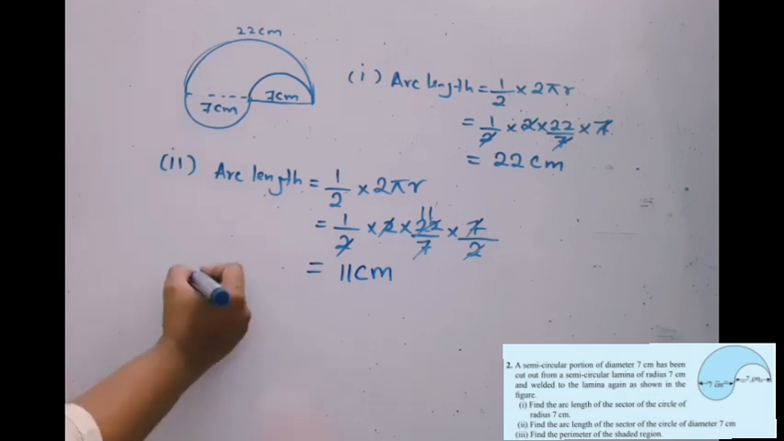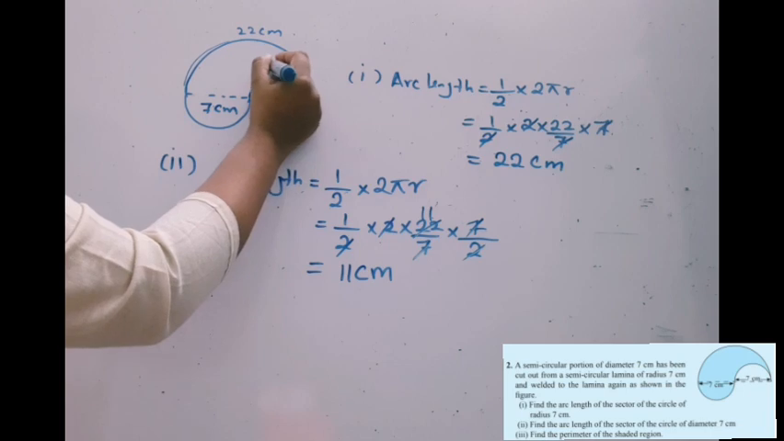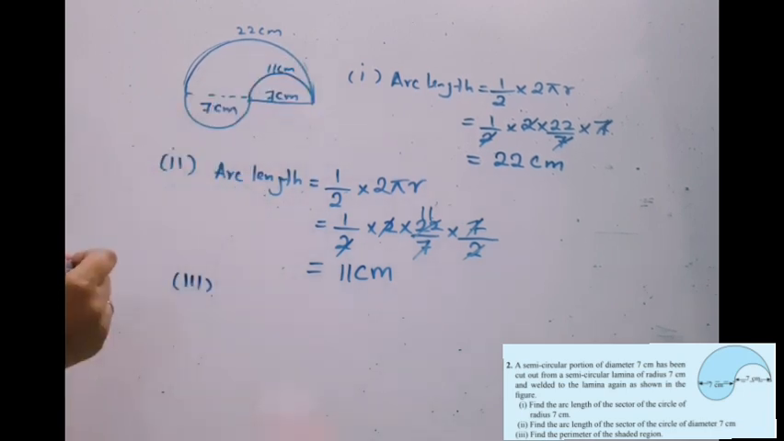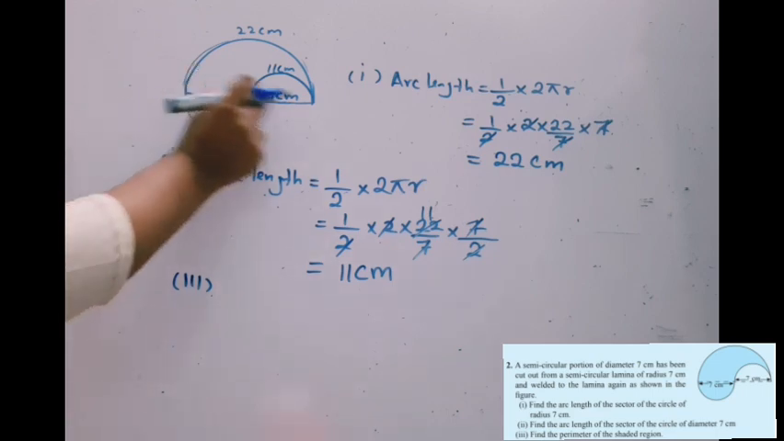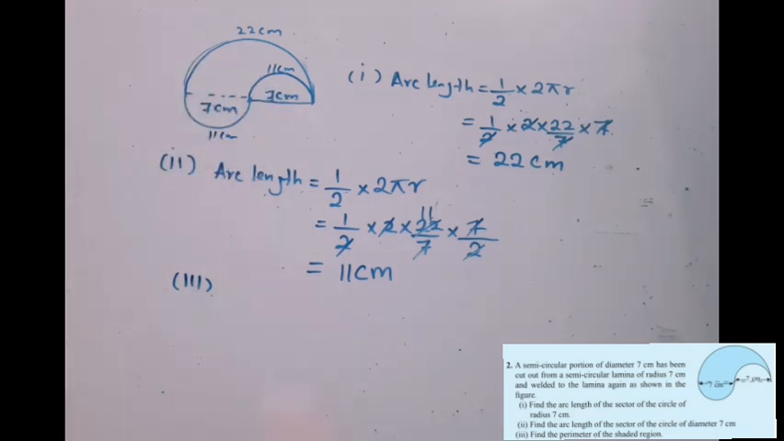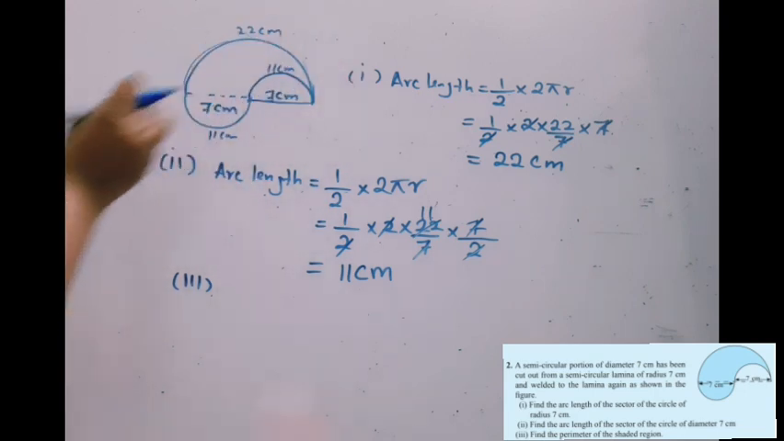Okay, now the third question. So the arc length of the smallest semicircle is going to be 11. So this is also going to be 11, since both the diameters of the semicircles are the same. Right, and this only has been pasted onto this side. Am I right? Okay, now the third is find the perimeter of the shaded region.